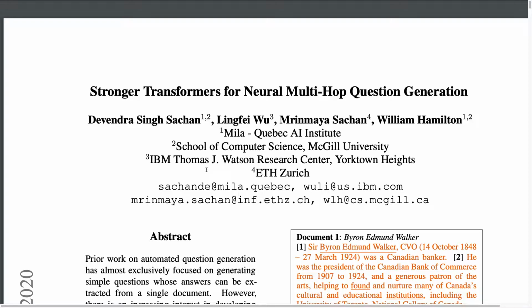Today we're looking at the paper Stronger Transformers for Neural Multi-Hop Question Generation by a bunch of authors from the Quebec AI Institute, McGill University, IBM, and ETH Zurich.